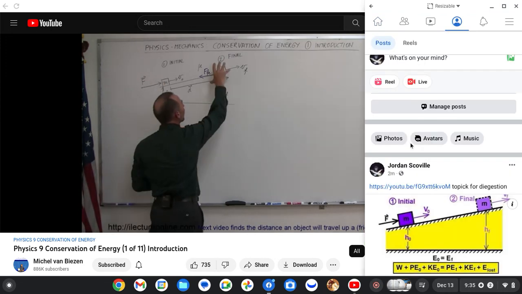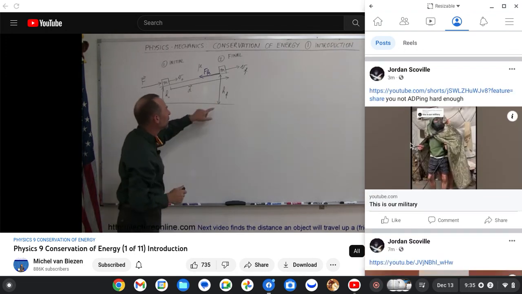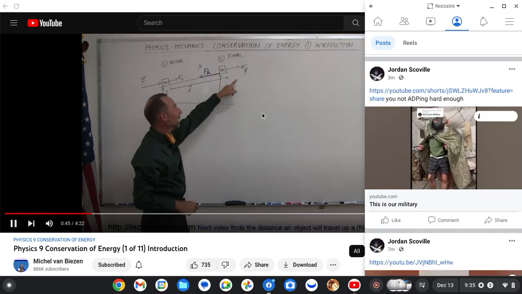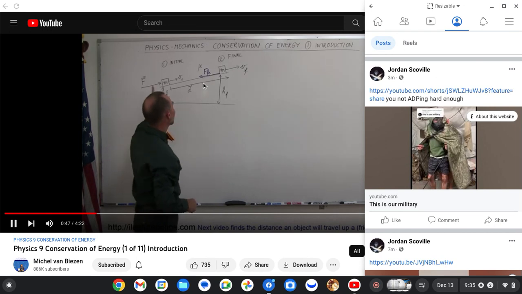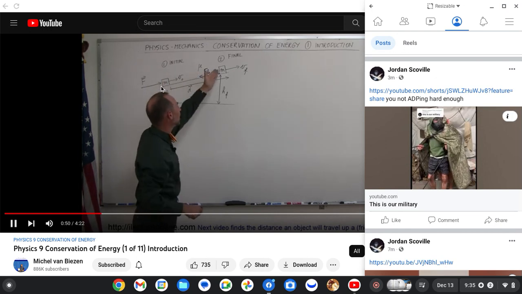and then some time later, the object will be in a different state, and we'll call that the final state, where it will be perhaps at a different height, and perhaps it will have a different velocity. In the process of going from state 1 to state 2, it could have had to overcome some frictional forces, like wind resistance.